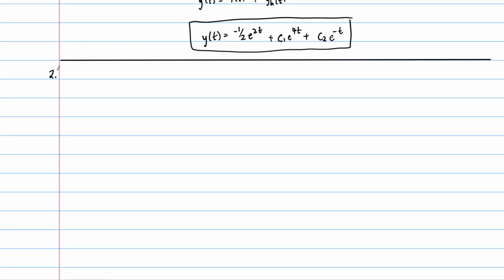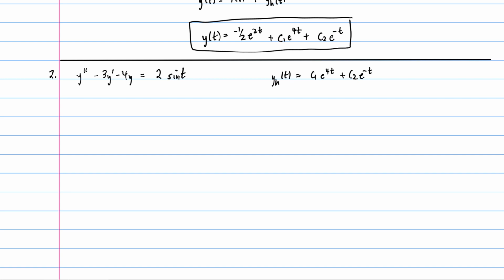So let's stick with the same left-hand side, y double prime minus 3y prime minus 4y. But this time let's change the right-hand side to 2 times sine of t. And now we want to try to solve this. We already know that our homogeneous solution is going to be the same. When the right-hand side is 0, this is the same homogeneous equation that we had before. So it's c1 e to the 4t plus c2 e to the minus t.